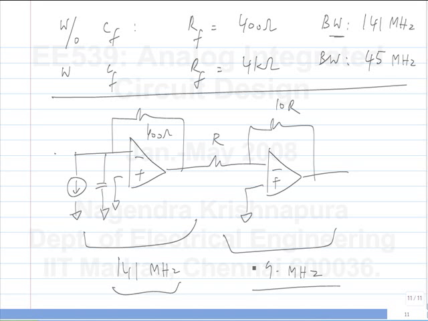Actually, what you could have done is increase R. That will give you some peaking and you reduce the gain here. So that peaking will get killed by the roll off of this. So that would be a better trade-off. I think overall you get a better bandwidth. But in general, this is a more expensive solution.